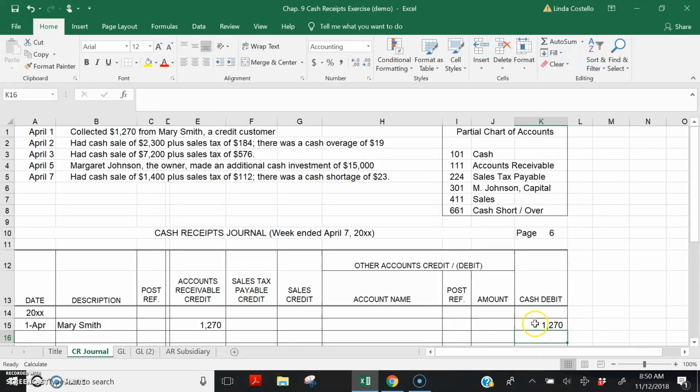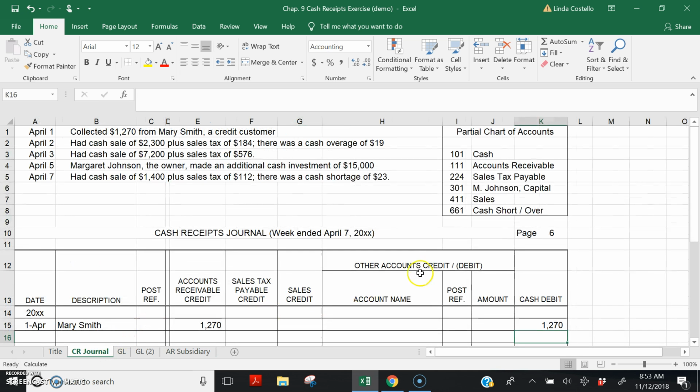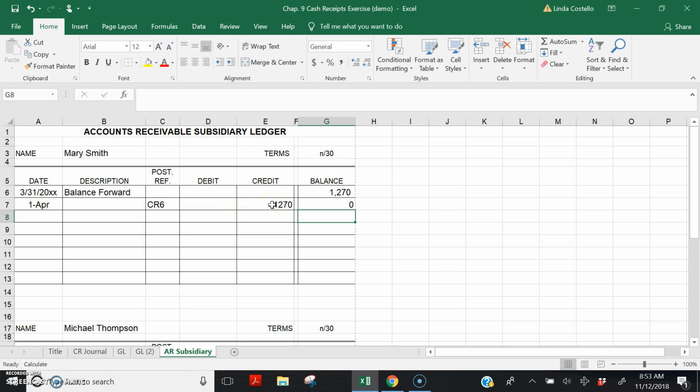Before we post the remaining cash receipts transactions, let's take care of posting this accounts receivable credit to Mary Smith's customer card in the accounts receivable subsidiary ledger. Find Mary Smith's customer card, accounts receivable subsidiary ledger, customer Mary Smith. April 1st, no description. The posting reference is the journal page where the original amount was recorded. Cash receipts, or CR6 in this case. Credit, $1,270, leaving a zero balance on her account. The previous $1,270 debit balance minus the credit we just posted.